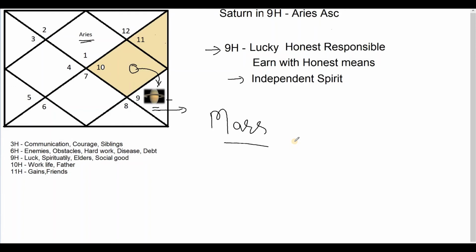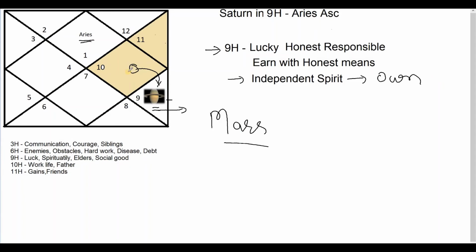Aries is ruled by Mars. Mars is a fiery planet which anyways is a free bird, it's a free spirit. And when Saturn, the lord of your work area, is placed in the ninth house, it further reinforces that independence. People with this placement like to work on their own. They like to be their own boss.